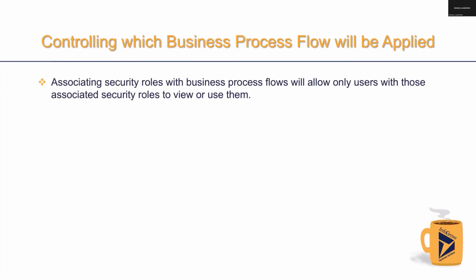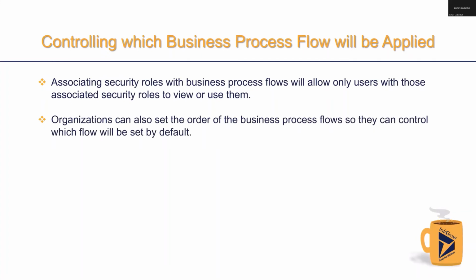After that, you can also have security roles associated with your business process flows that only allow users that have the associated security role to view or use them. For example, a sales manager might have a different process than a salesperson, or a marketing manager might have a different process than a marketing associate, things like that.